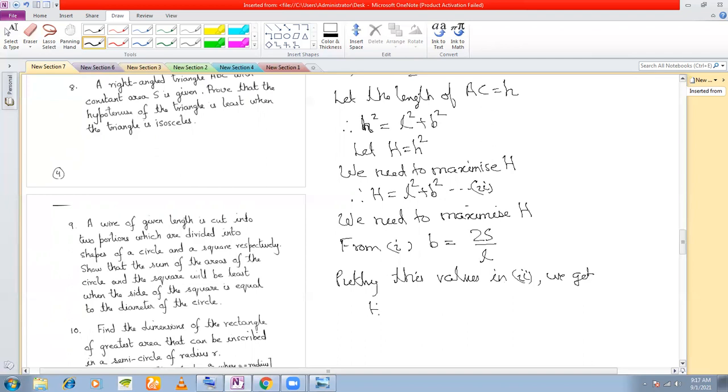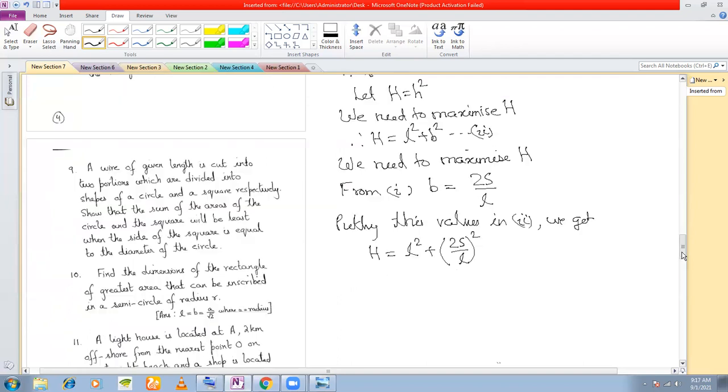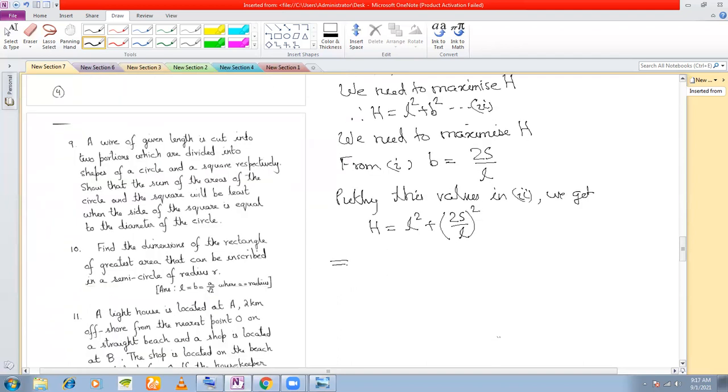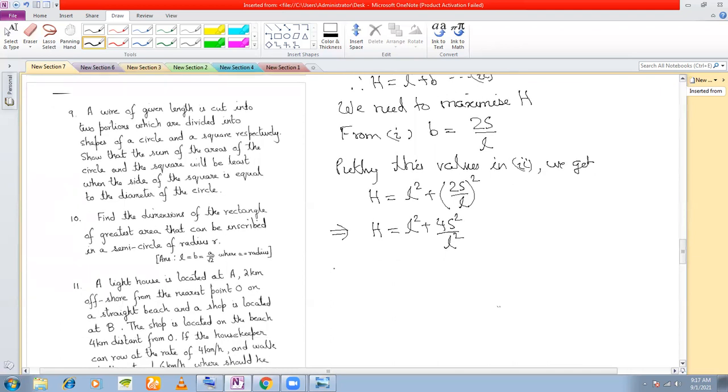H is equal to L square plus (2S by L) whole square. Now see, the expression of H has become a single variable, L. L square plus 4S square by L square. Now we can maximize or minimize H as the need be. So how do we maximize or minimize H? First we find this first derivative, dH by dL.